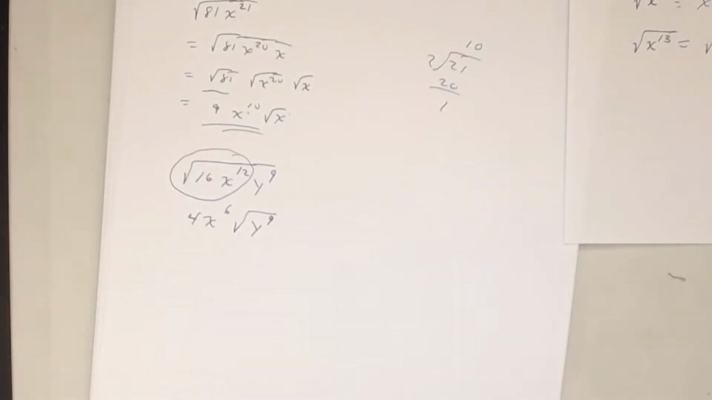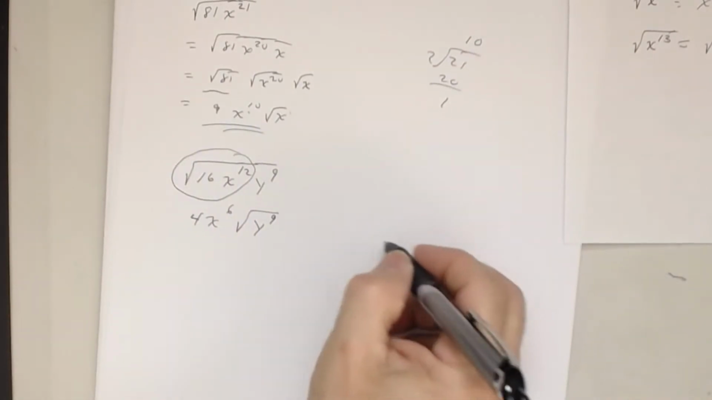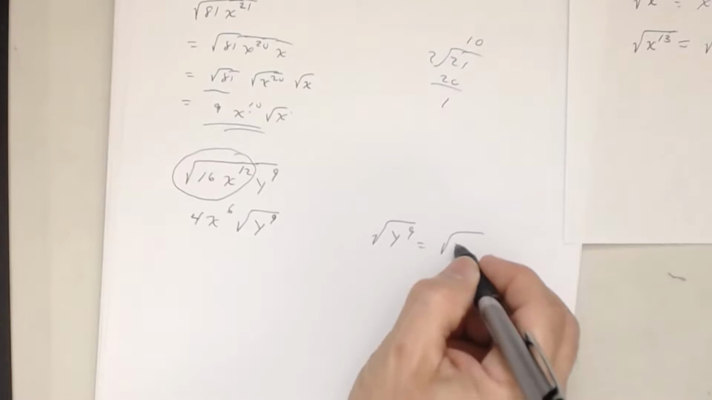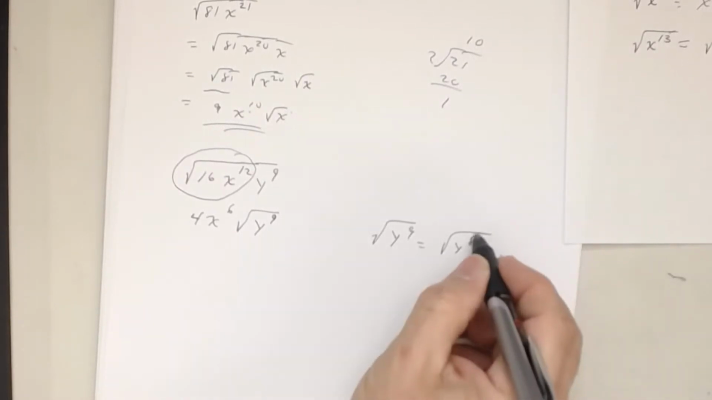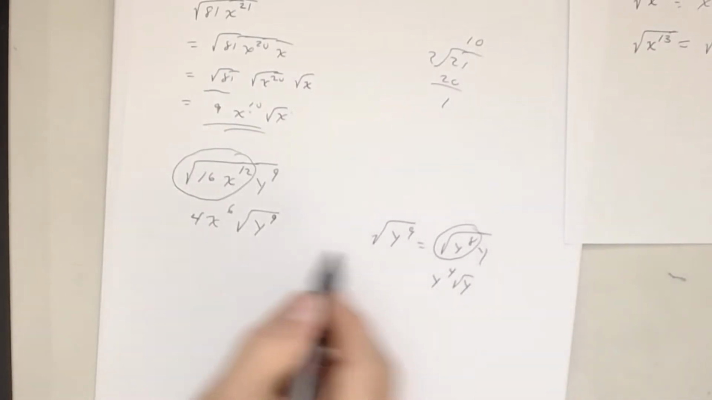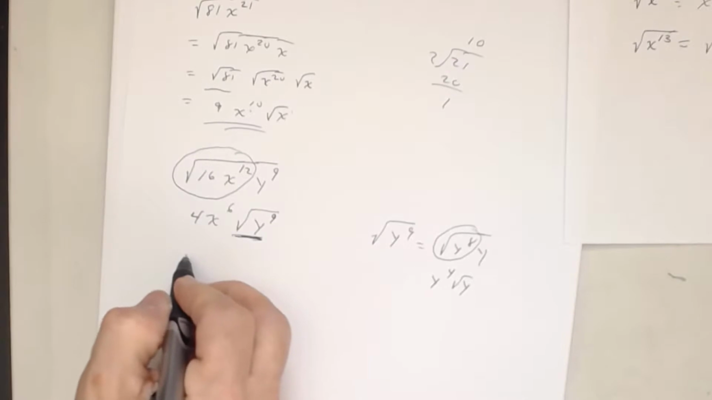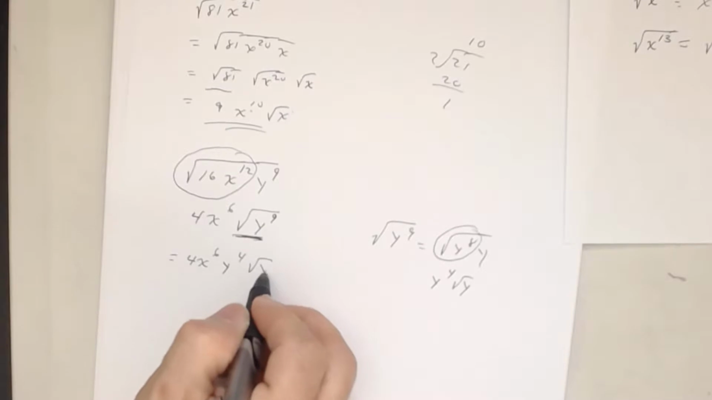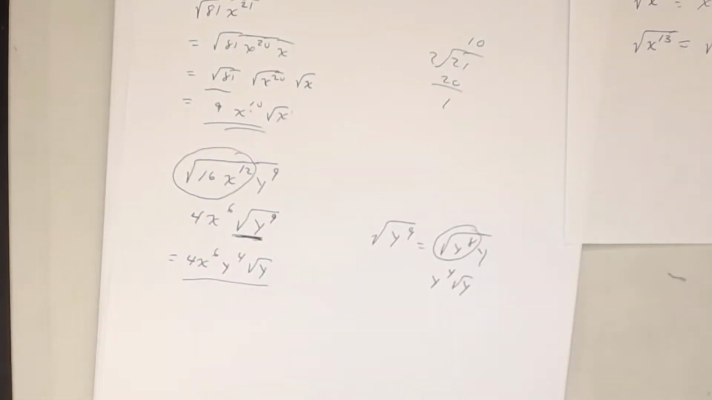Now let's deal with the square root of y to the 9th. What's the largest number less than 9 that 2 goes into? 8. So if you want to go off to the side and figure that out right here. So it'll be the square root of y to the 8th times what? y. And what's the square root of y to the 8th? So you're left with y to the 4th, square root of y, right? So that goes here. So the answer is 4x to the 6th, y to the 4th, square root of y. Okay? That's all you had.